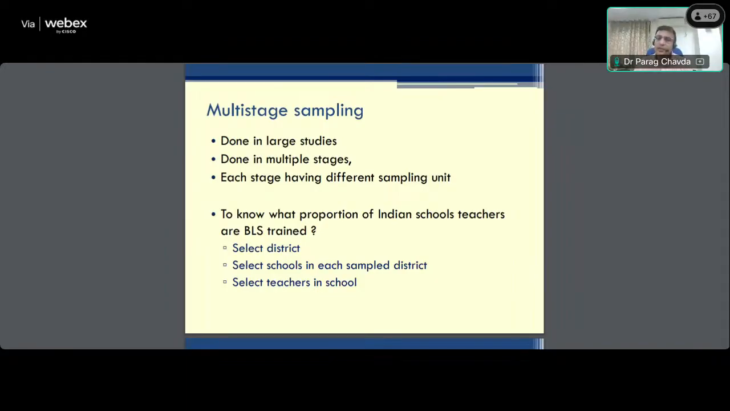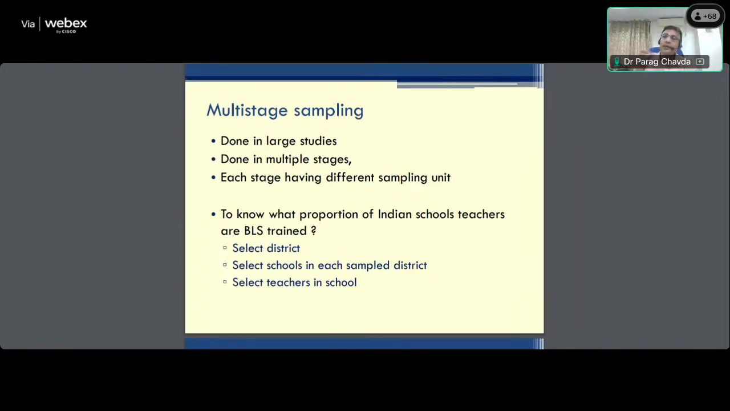So for example, I've taken just one example. Ministry of Health, Government of India is interested in finding out what proportion of Indian school teachers are trained in basic life support. So what they can do is, India has almost 700 districts. So they might say that we'll do the study in 50 districts only and not 700.